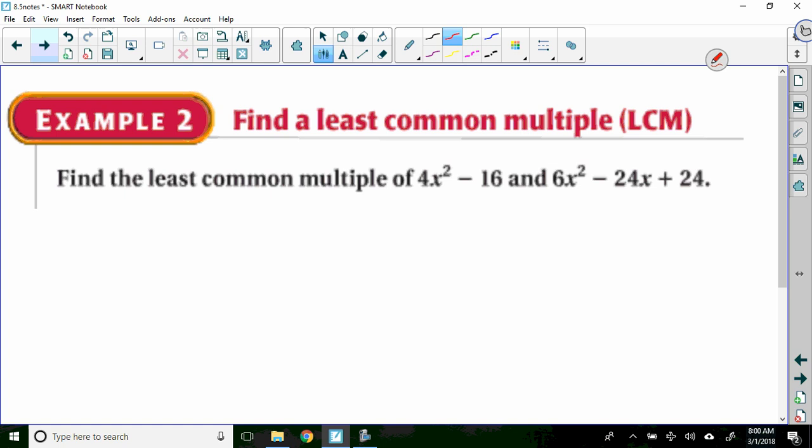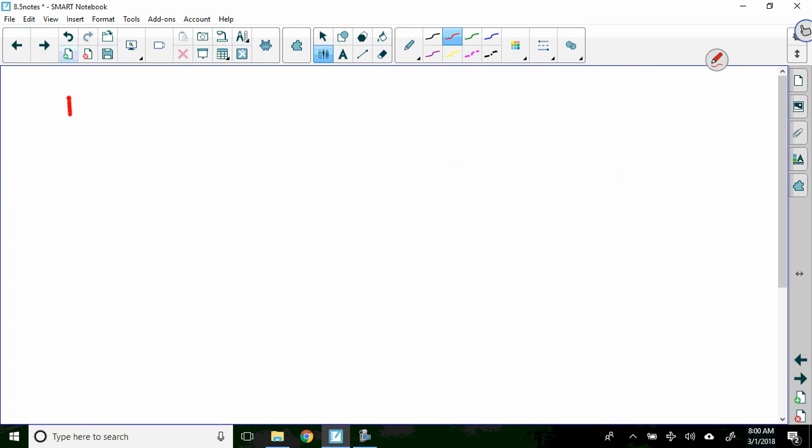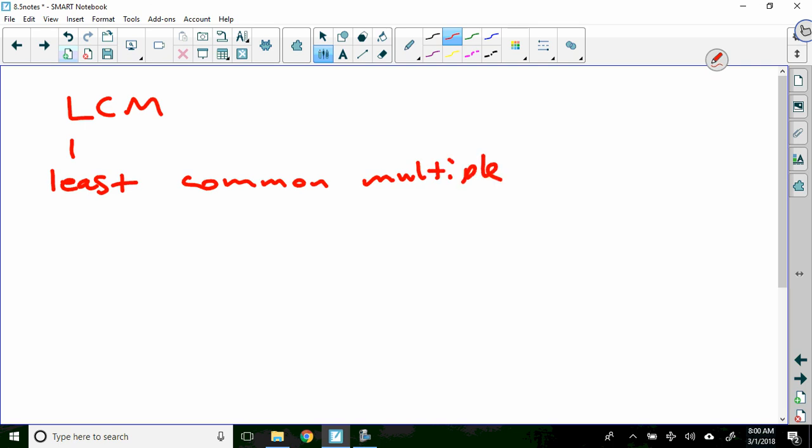All right. So you're going to be asked to find an LCM. And you know that L stands for least common multiple. So in 6th grade, you had to find LCMs of numbers.